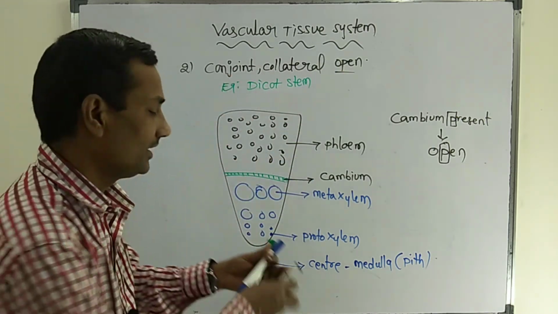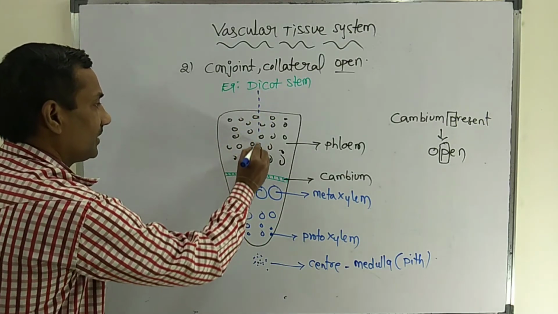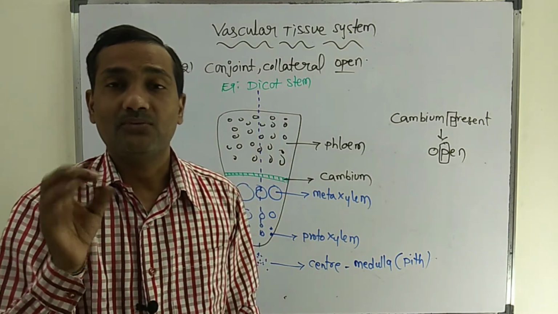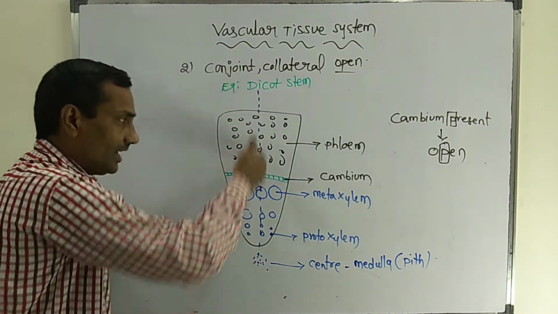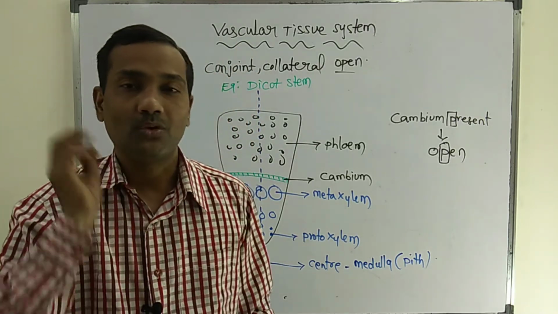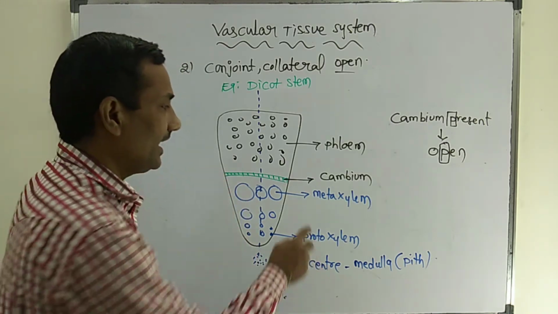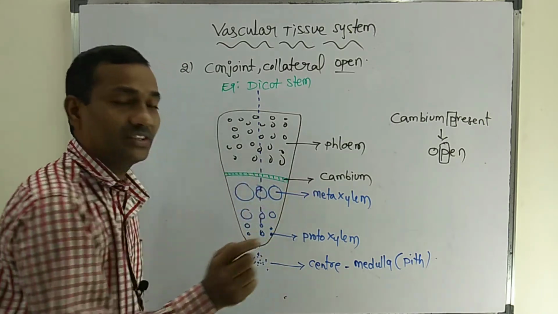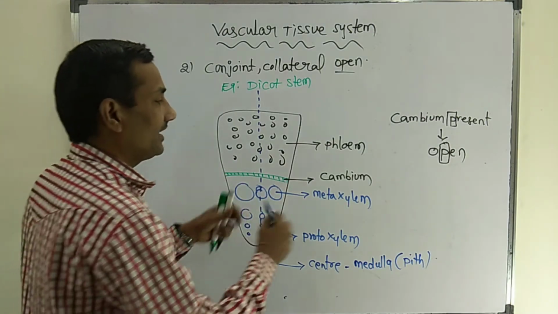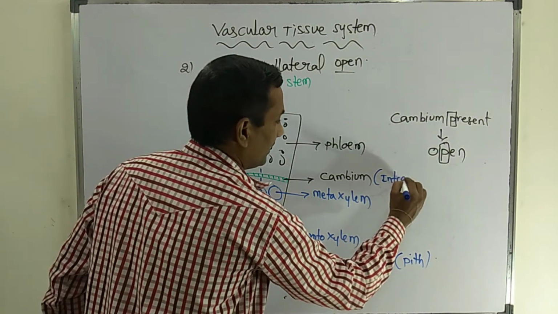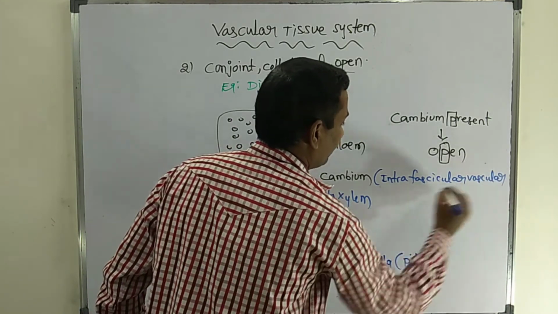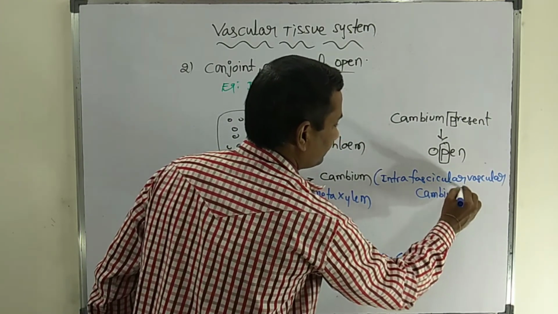Conjoint collateral. If you observe, xylem and phloem are present on the same radius, on a single radius. This type of vascular bundle is known as conjoint collateral vascular bundle. The cambium will be there between xylem and phloem. It is otherwise known as intravascular cambium. It is primary in origin.